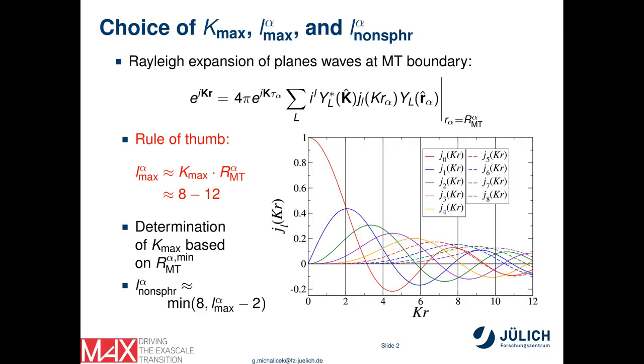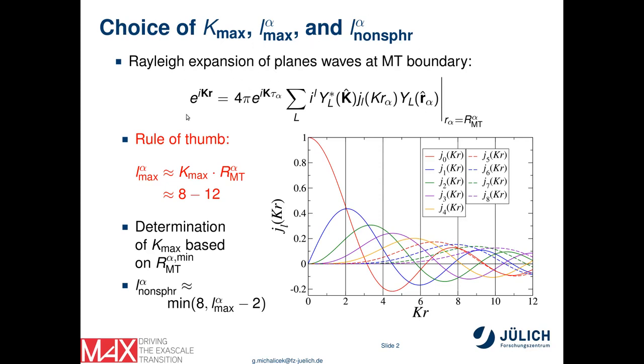So the most important parameter that has to be set in a FLEUR calculation is Kmax. That is the reciprocal plane wave cutoff. It turns out that this cutoff parameter is interconnected to certain other parameters. For example, to Lmax, so this L cutoff in the muffin-tin spheres, and also the L non-spherical depends on Lmax.